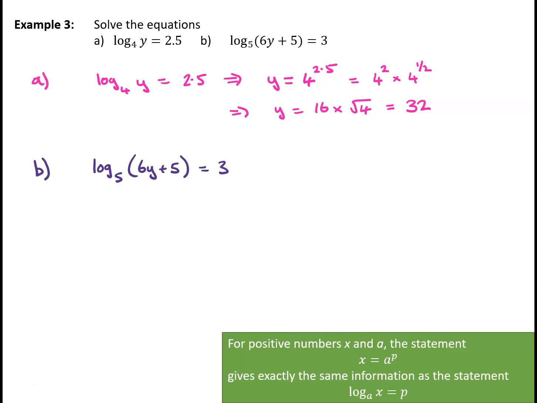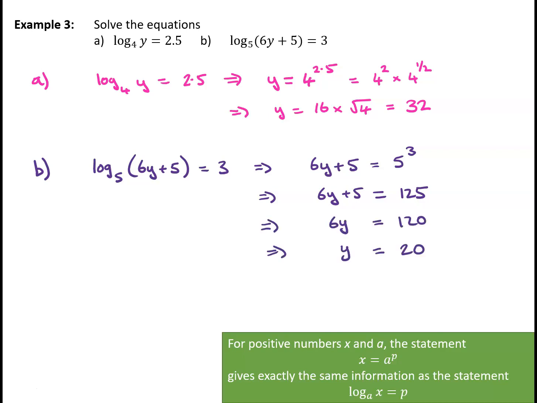For part B, if I know that log to base 5 of 6y plus 5 is equal to 3, then that means that I know that 6y plus 5 must be the same thing as 5 to the power of 3. 5 to the power of 3 is 5 times 5 times 5, which is 125. So I've got 6y plus 5 must equal 125. So 6y equals 120, and y must therefore be 20.